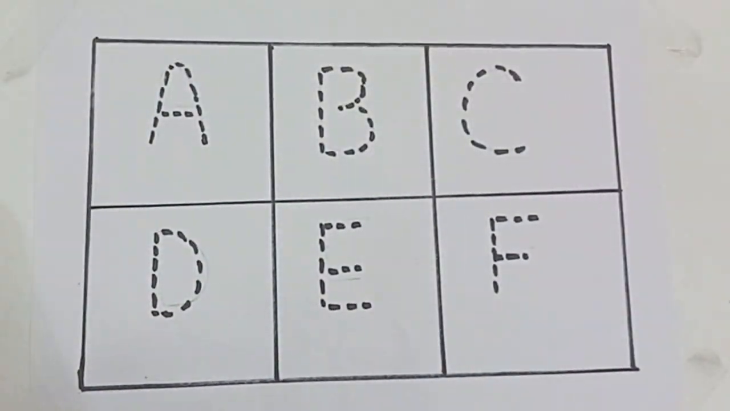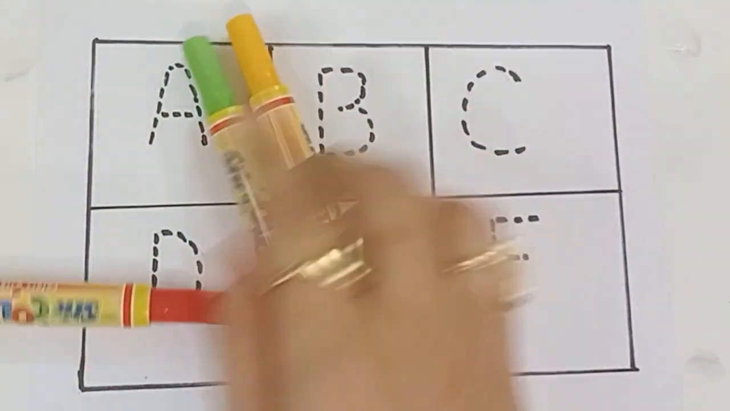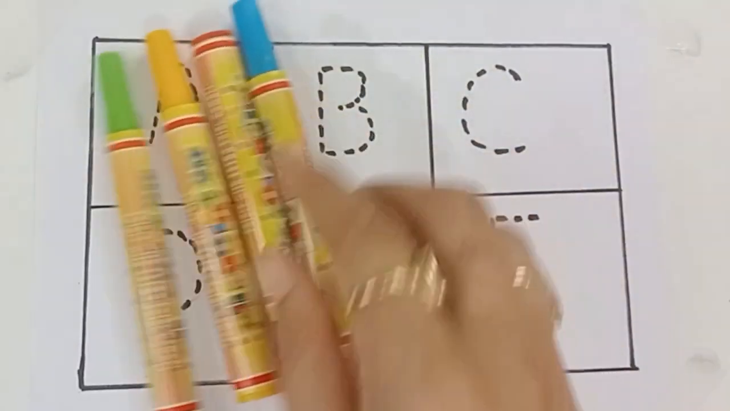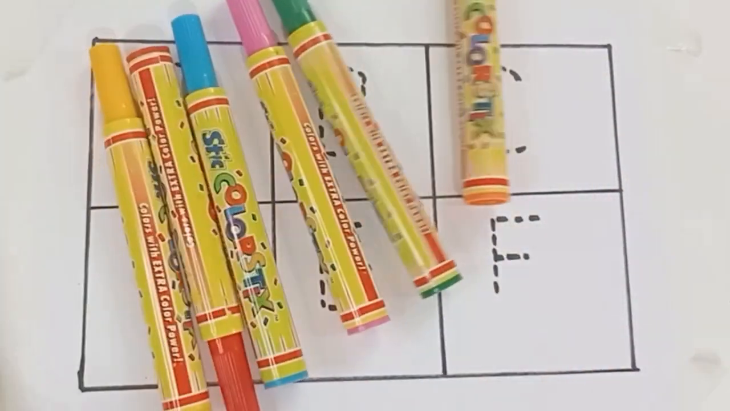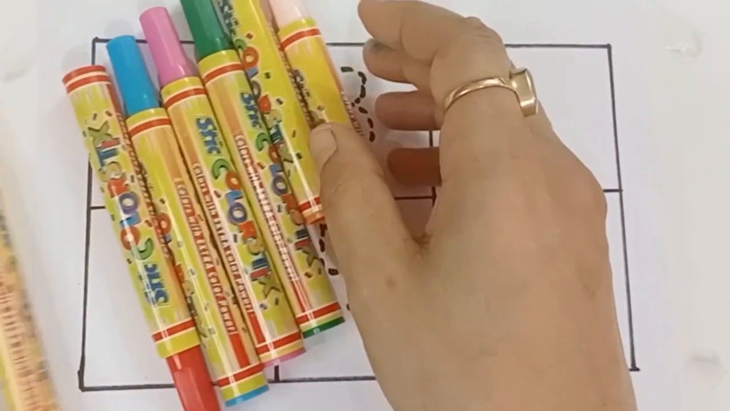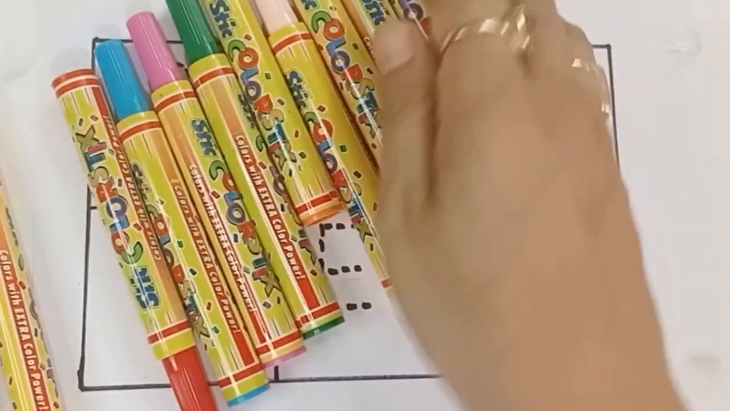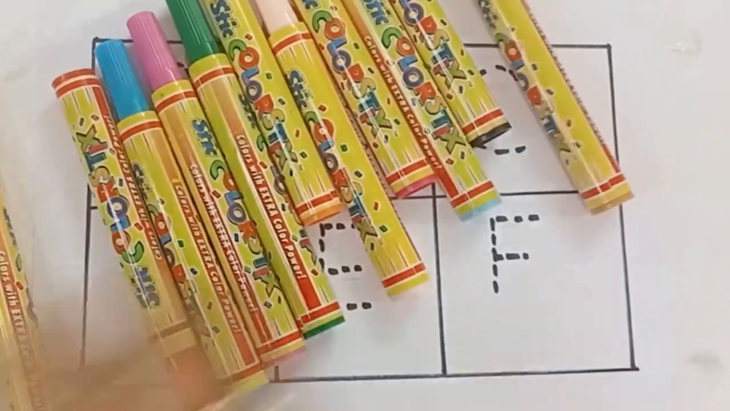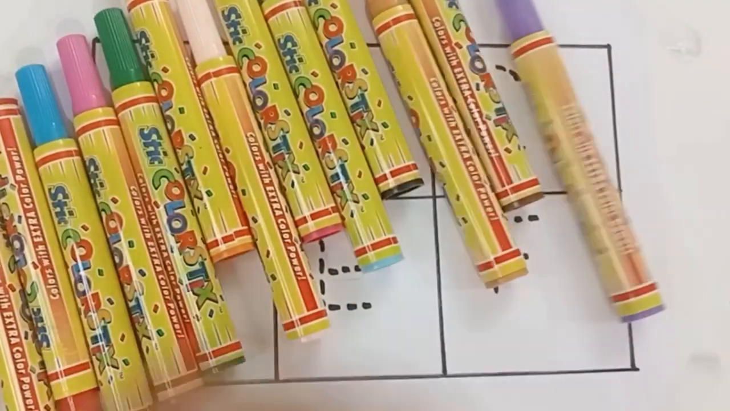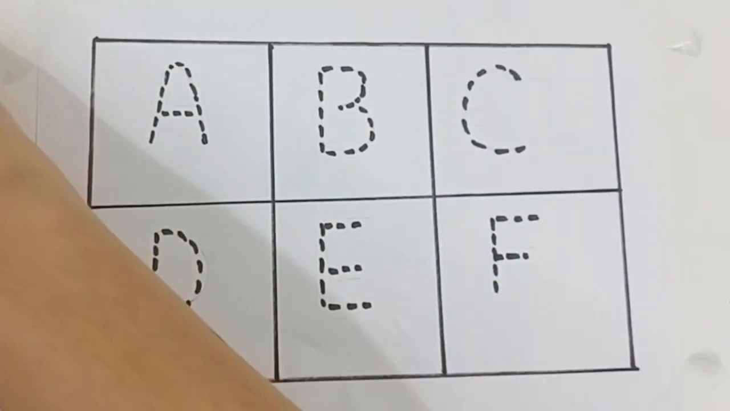Let's learn some colors. Light green color, yellow color, red color, sky blue color, light pink color, dark green color, orange color, light pink color, dark pink color, sky blue color, black color, light brown color, dark brown color, purple color, blue color.